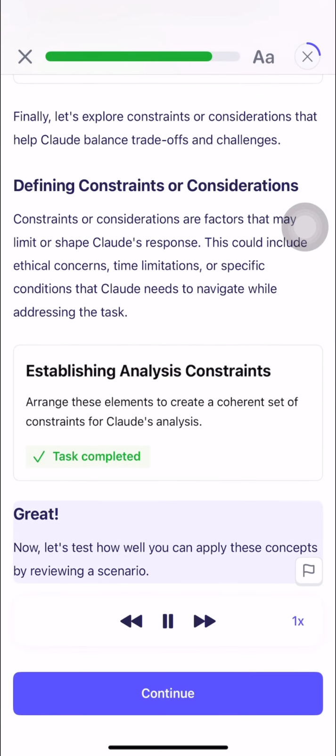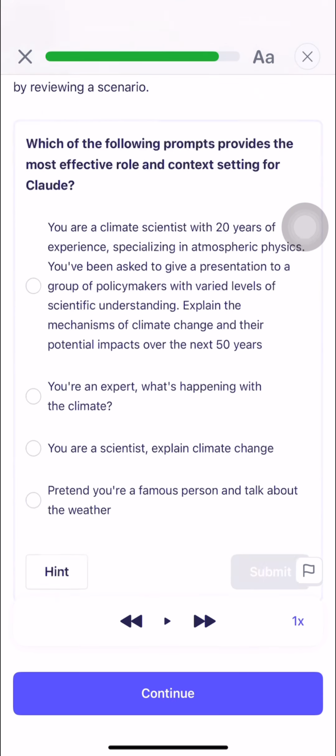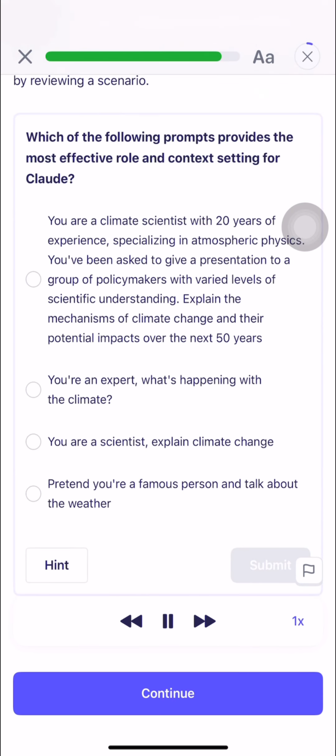Great! Now let's test how well you can apply these concepts by reviewing a scenario. Which of the following prompts provides the most effective role and context setting for Claude? You are a climate scientist with 20 years of experience, specializing in atmospheric physics. You've been asked to give a presentation to a group of policymakers with varied levels of scientific understanding. Explain the mechanisms of climate change and their potential impacts over the next 50 years.